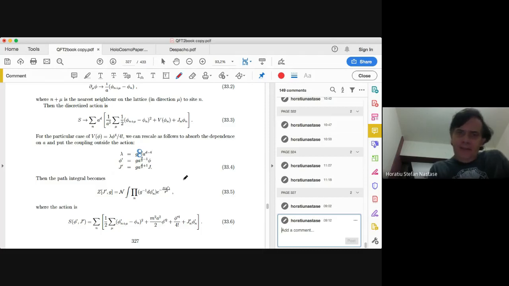So by writing this, I rewrite the action without powers of a, and also without coupling. I have just the interaction, which is phi prime to the four over four factorial. And then I also consider the possibility of having an m squared phi squared over 2. But in that case, because of this, I'll get the dimensionless coupling m squared a squared.